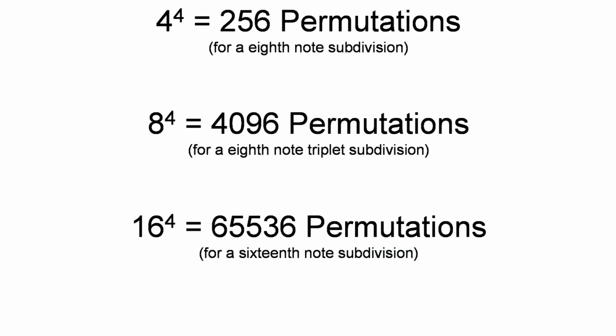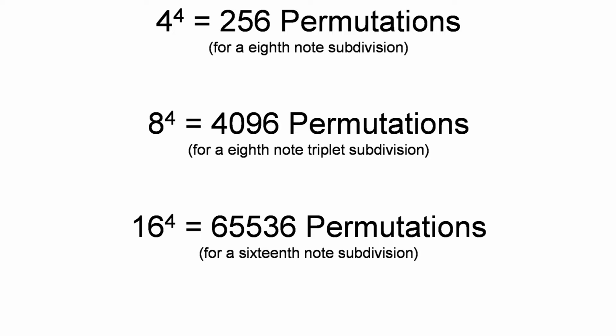Well, now that we have the pattern down, we can extend it out to other subdivisions of a note. Let's say just a strict straight eighth note. Well, you have 256 permutations that are available to you. Or how about a 16th subdivision? Well, when you look at that, you have 65,536 different ways that you can play a 16th note amongst your 4 limbs on a drum set.